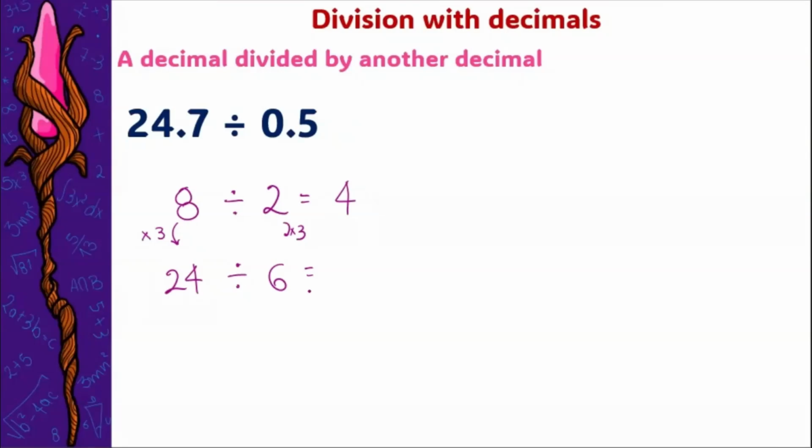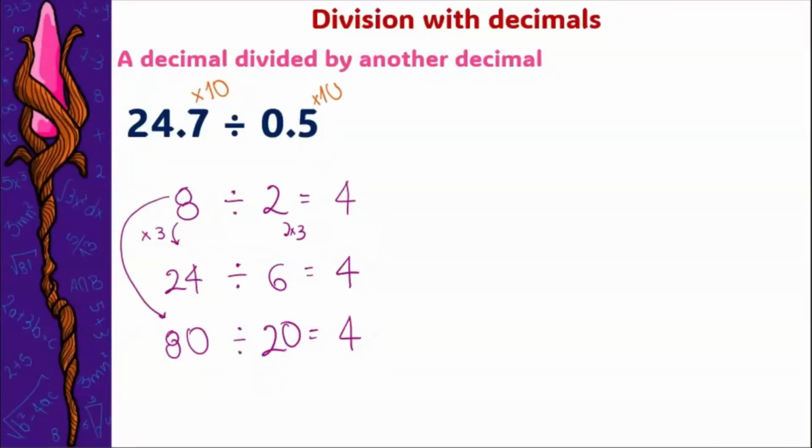What is 24 divided by 6? It's also 4. If you multiply by, let's say, 10, 80 divided by 2 times 10 is 20, you still get the same 4. That means we can multiply both numbers by any number that we want, and that's going to make them have the same result. But why is that so useful? It's because if we multiply by powers of 10, we can move the decimal point, and this is not going to be a decimal anymore.